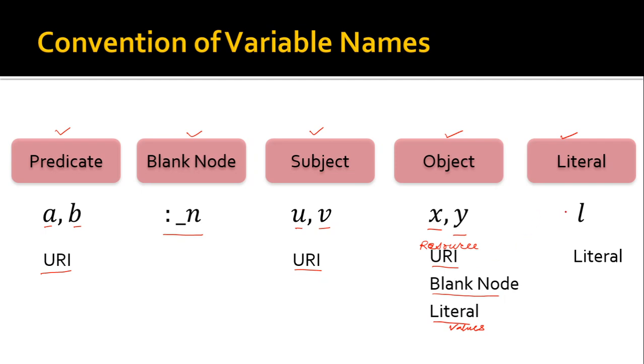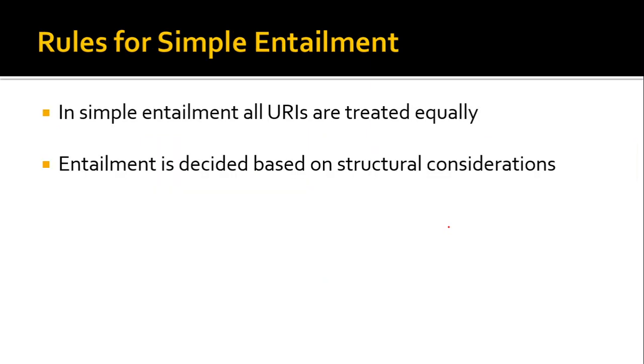Now these literals we will be representing with the variable L, and they belong to the domain of literals, right? And in many cases they are picked up from the XML literal class, right? So these are the conventions. It's okay to use other conventions, but to bring in uniformity, we are using these symbols, right? So we understand by A and B we mean predicate, by this we understand blank node, by U and V we point to the subjects, X and Y we point to the objects, and with L we refer to literals, right?